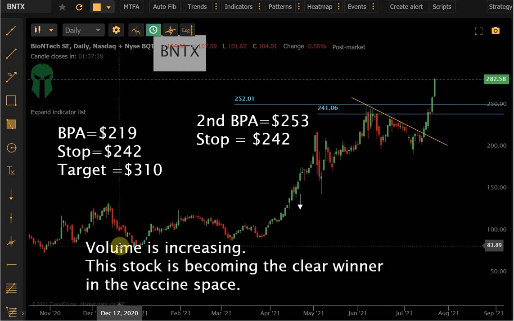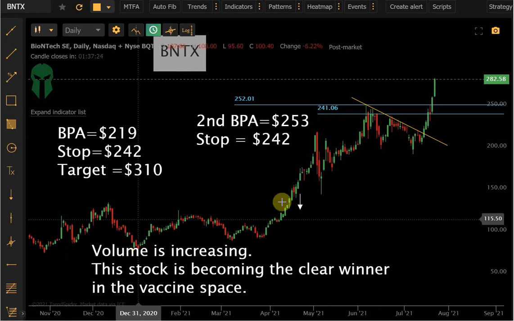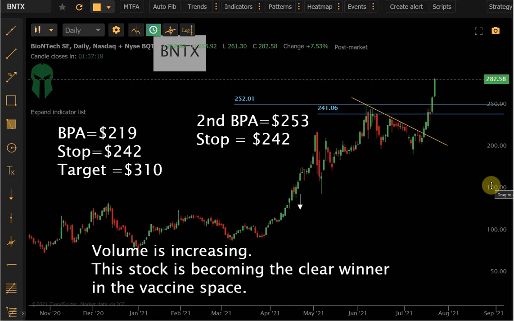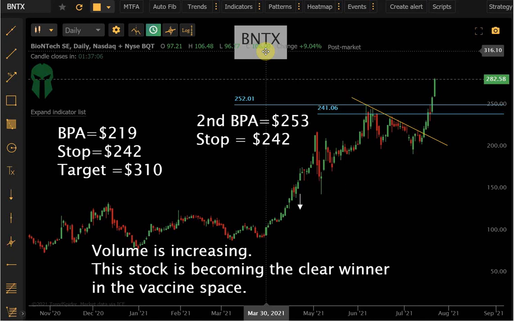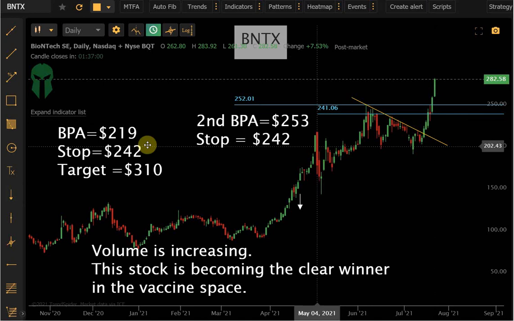Volume's increasing. This is becoming the clear winner of the vaccine space. I want to point out that you're seeing countries say that they're going to use this, and I'm not a scientist, so if I screw it up, I apologize, for the, quote, booster shots for their country. If they're going to do that, and this is the one that they keep using, so far I think it's China and South Africa that have said that, you're starting to see these pull away. So today this was up 7%.